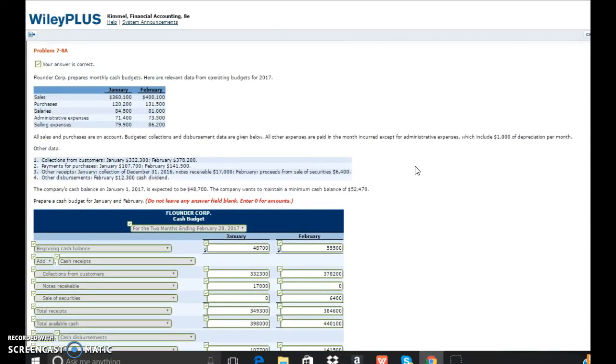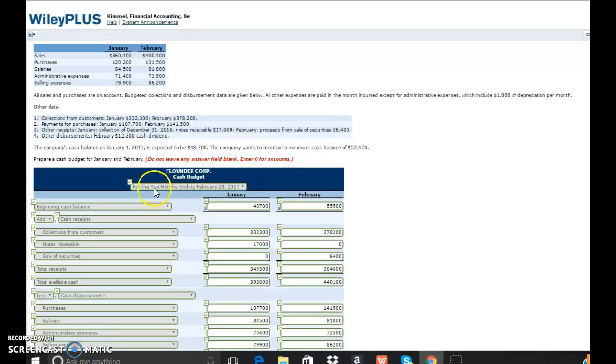And today we're going to be making a cash budget for the Flounder Corporation. So first of all, we're going to make this cash budget for the 2 months ending February 28th, 2017, because it says to prepare it for January and February.